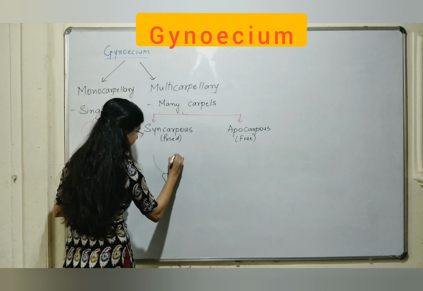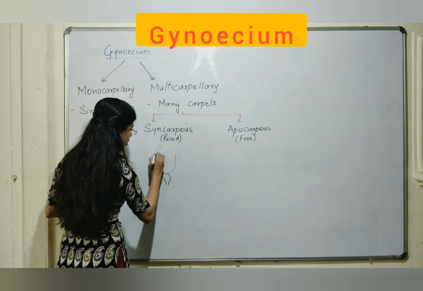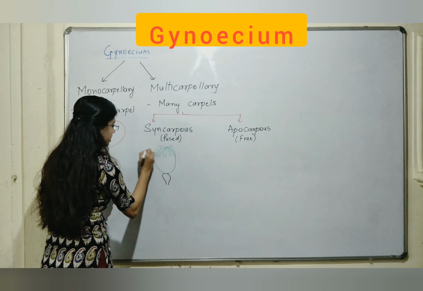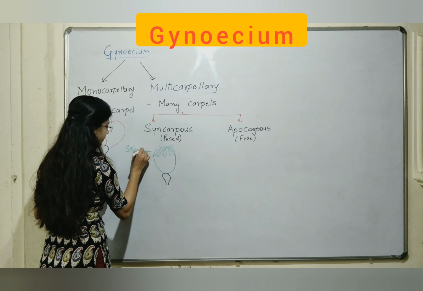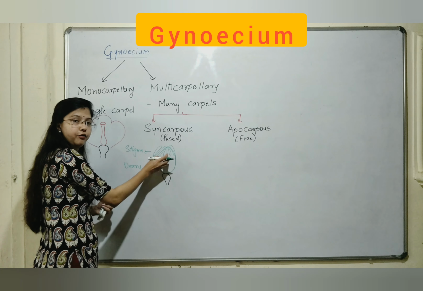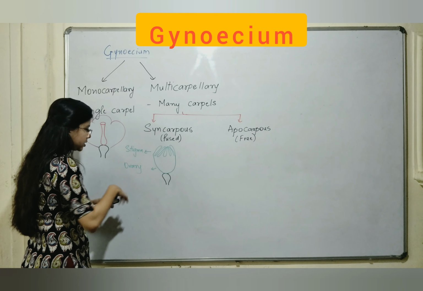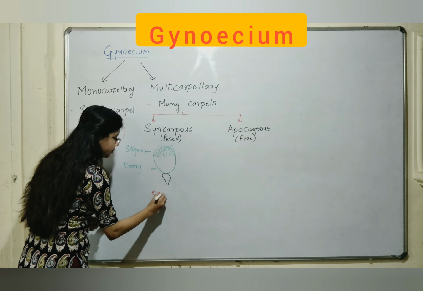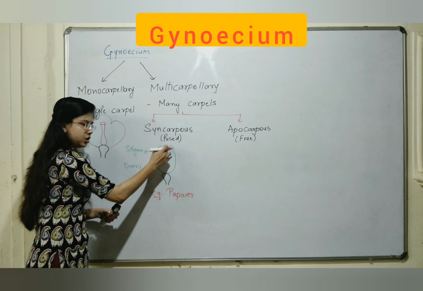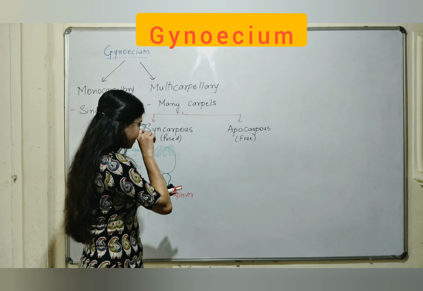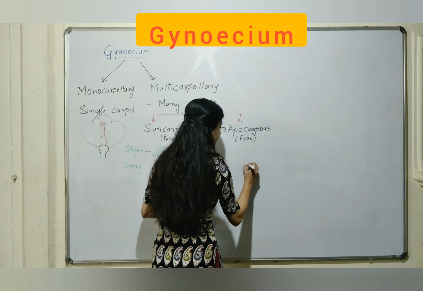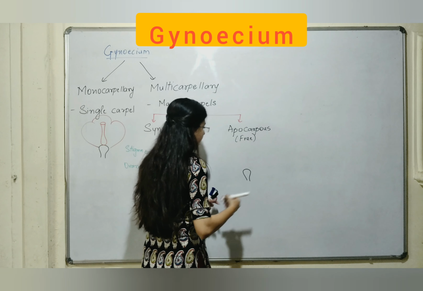If this is the ovary, this is a thalamus to which the ovary is attached, like this. This is the stigma and this is the ovary. So the ovary and stigma are fused together. An example of a plant species in which you can find syncarpous ovary is papaver, where the ovary is fused, right? In case of apocarpous, there can be a different situation. As I said, the carpels can be free, so they can be arranged in different manners.